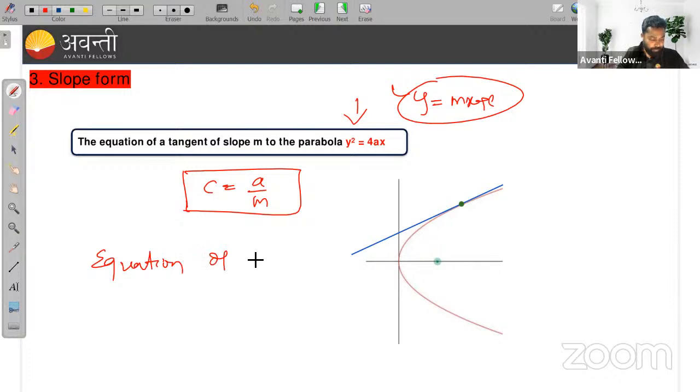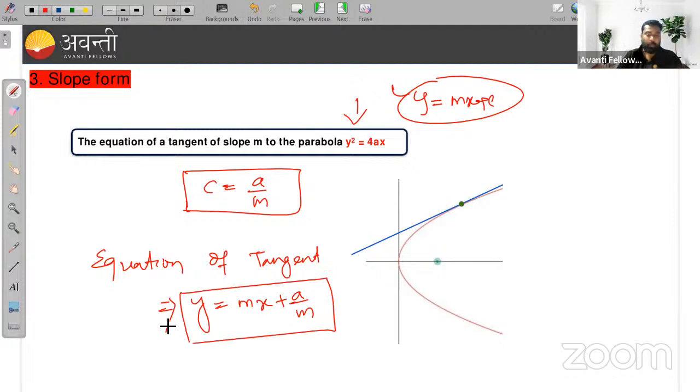y is equal to mx plus c. In place of c, just substitute a by m. So this is my slope form of a tangent.